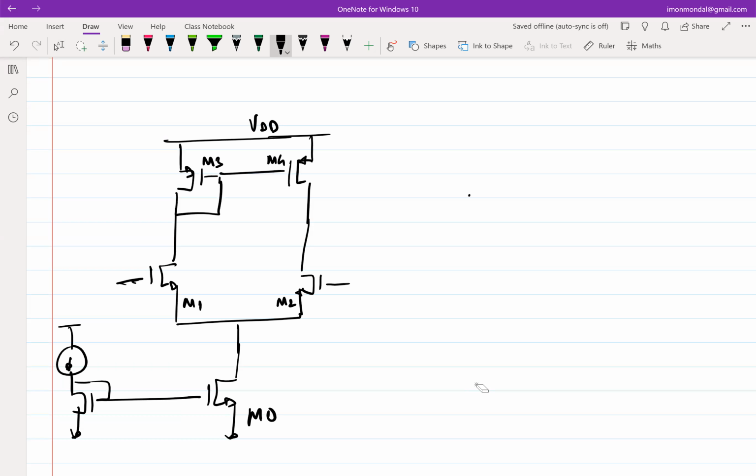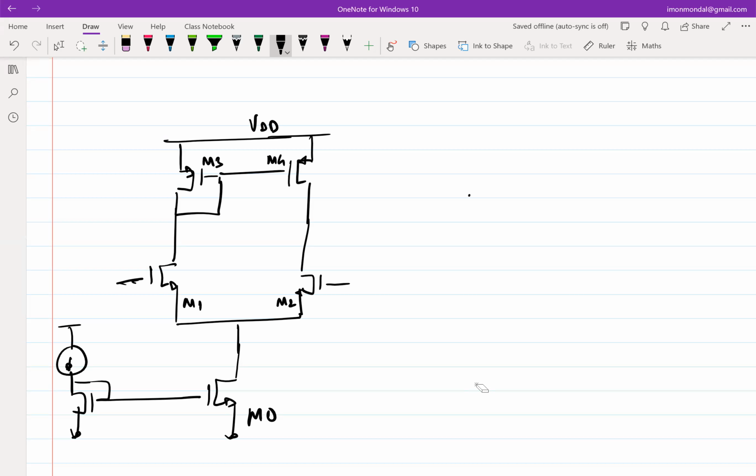From whatever we have done till now, what do you think is a good way of biasing M1 and M2? Then we can discuss further. Anybody can answer. Right. So even before saturation, you would like to have them turned on, right? So let's start from there. How would you ensure that M1 and M2 are in saturation, or at least turned on?